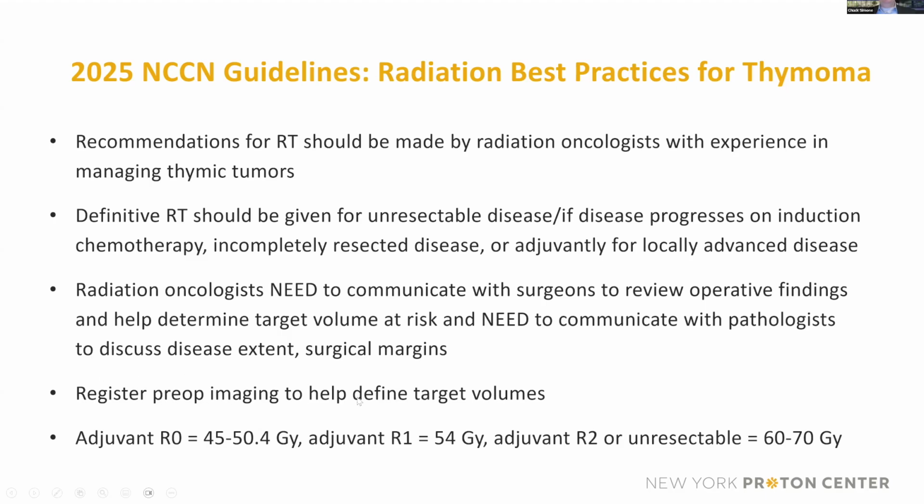It is important to register pre-op images. That really helps you to define the target. And generally, we're treating in the 45 to 50.4 gray range for adjuvant. If there's residual disease after surgery or unresectable disease, the doses can be even higher.